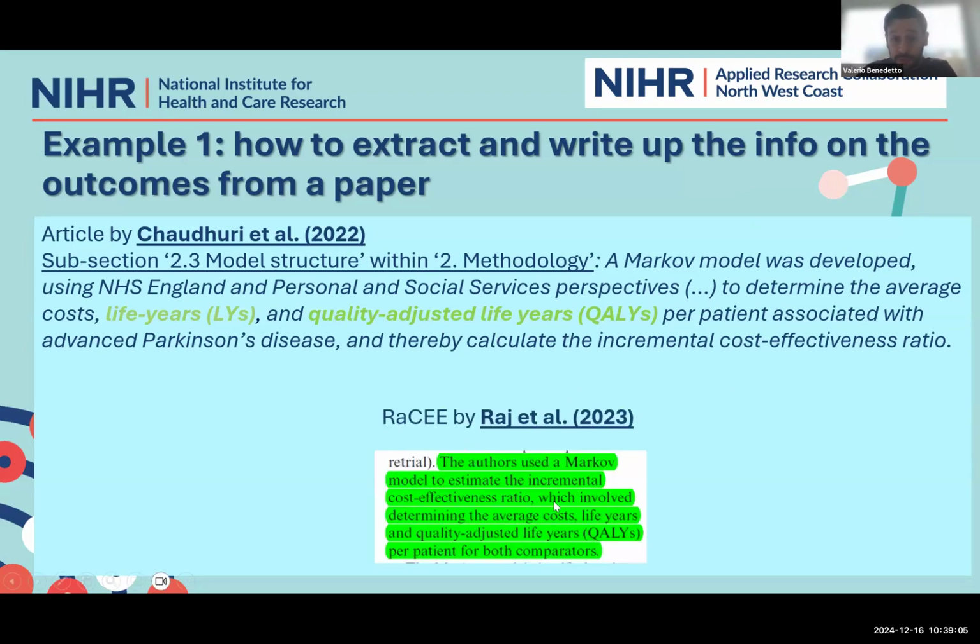And then just to show you how we summarize this information in our RaCEE, we were basically drafting a sentence around what the authors did and they estimate the incremental cost effectiveness ratio, which involved determining the average cost, life years, and quality adjusted life years. So it was simply a paraphrase of what they did in the methods.